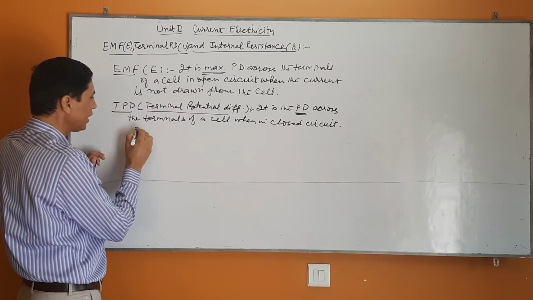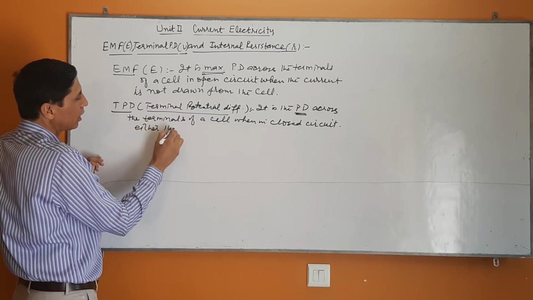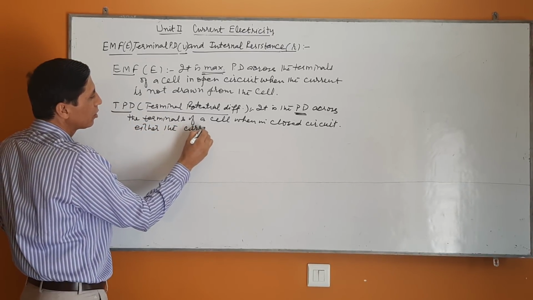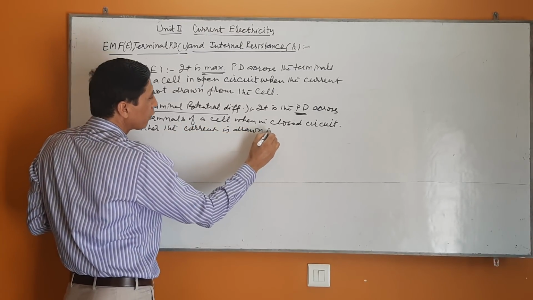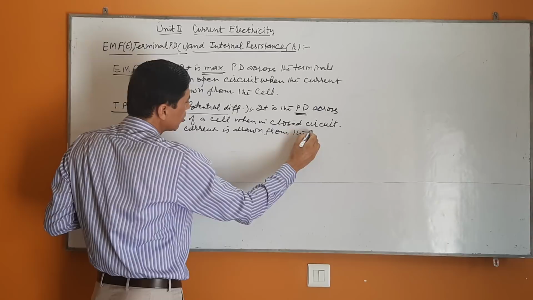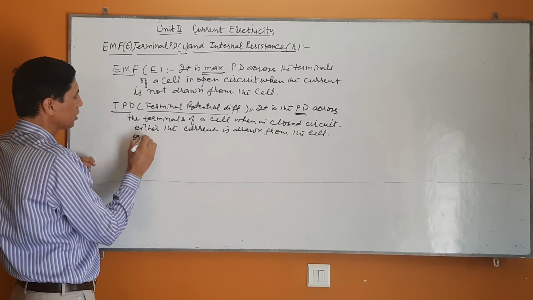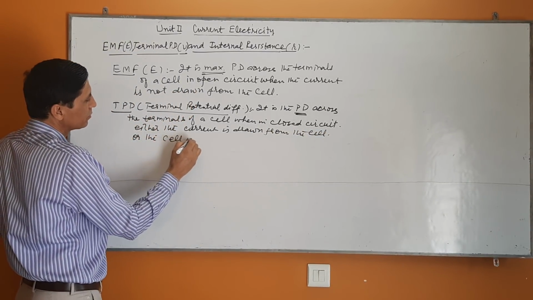of a cell when in closed circuit. Closed circuit means either the current is drawn from the cell or the cell is charged.